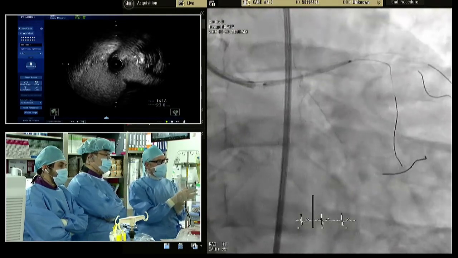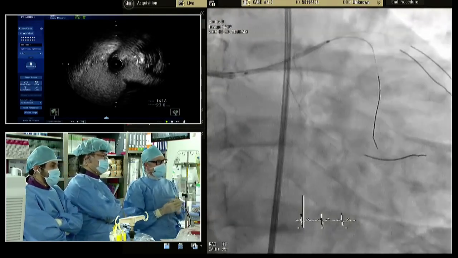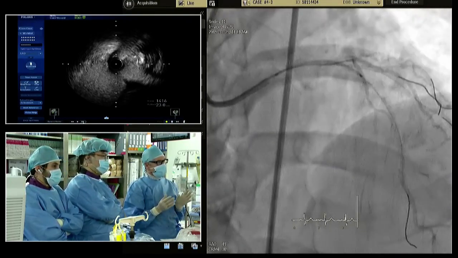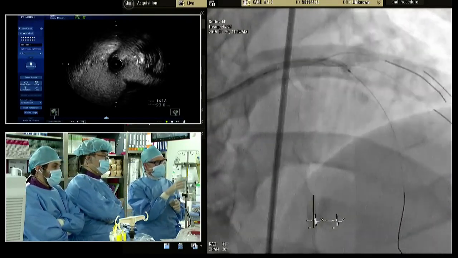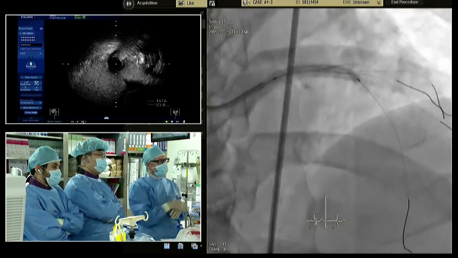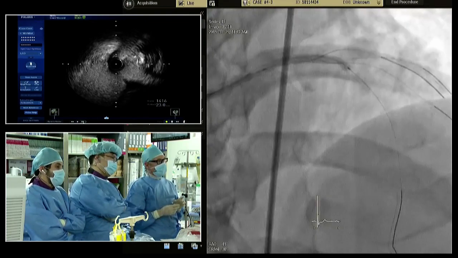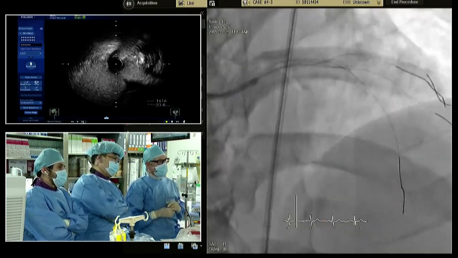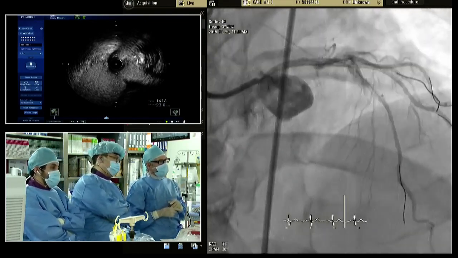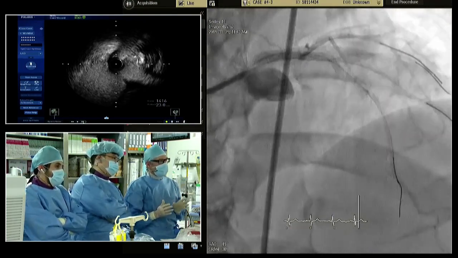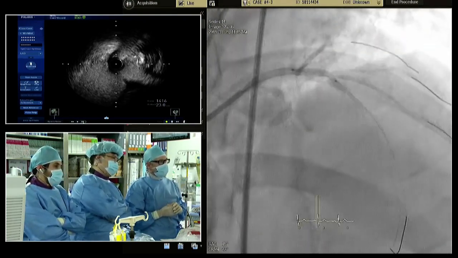So this is what we are doing now. We have positioned the stent in order to cover all the plaques. So now we have a stent a little bit in the LAD, up to the lesion in the left main, and we deploy at 6 atmospheres, and then increase to 7. And this is the result that we have with this low pressure deployment.